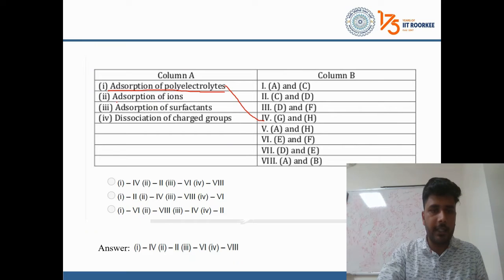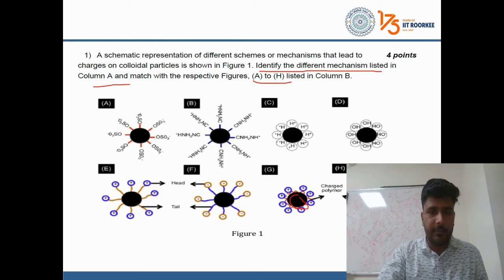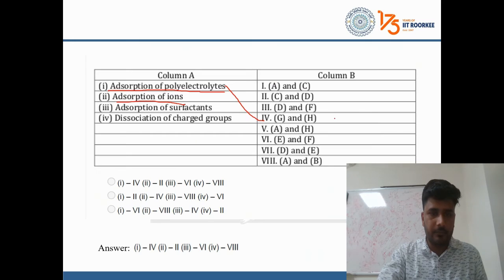The second one is the adsorption of ions. Basically, we have to select the mechanism where ions are adsorbing on the colloidal particle surface. It is very clear from these mechanisms. Here hydrogen ions are adsorbing on the colloidal particle surface, and similarly OH negative ions are also adsorbing. So C and D deal with the adsorption of ions, so the correct option will be this one.